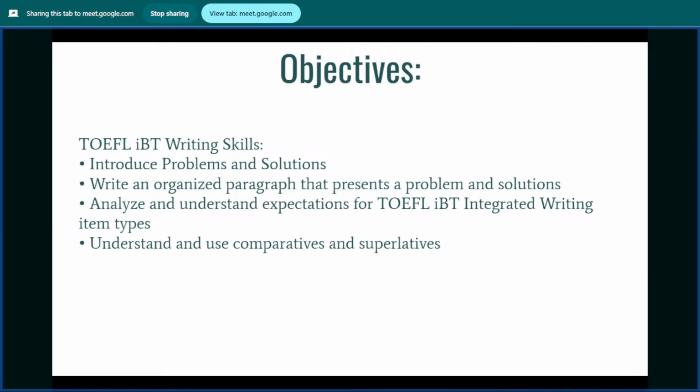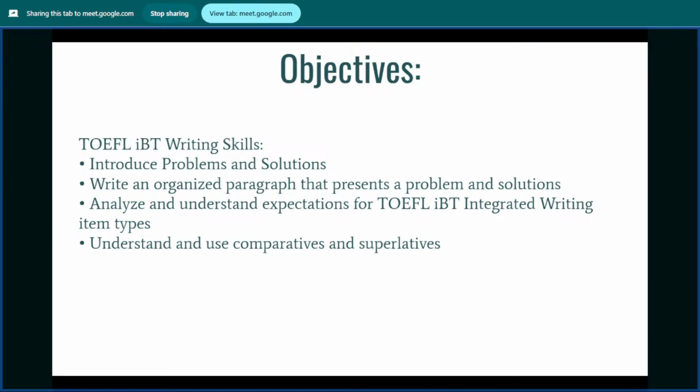We are also going to see how to organize a paragraph that presents our problems and solutions in integrated tasks. If you might remember, in writing we have two tasks, correct? One is an independent task, which is an academic discussion task, and the second one is the integrated task. Integrated task is where you get a reading passage as well as a listening audio with that, correct? That's what we are going to see, how to put down our information over there.